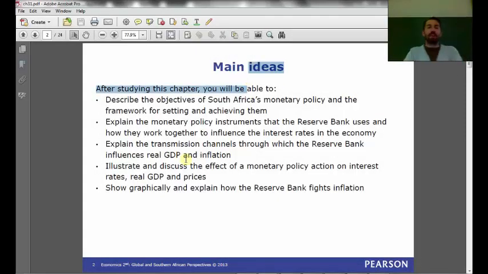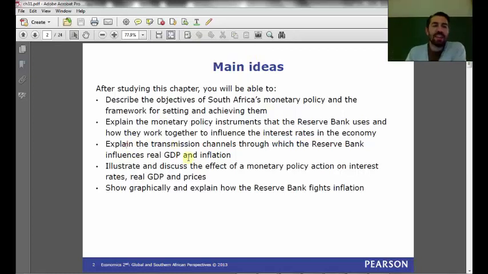Chapter 31, what are we doing? What are the objectives? We are going to describe the objectives of South Africa's monetary policy and the framework that we have for setting and achieving those objectives. We're going to explain the monetary policy instruments that the Reserve Bank uses and how they work together to influence the interest rates in the economy. We've seen this before, we're going to see it again. Remember, that's the theme of this whole course.